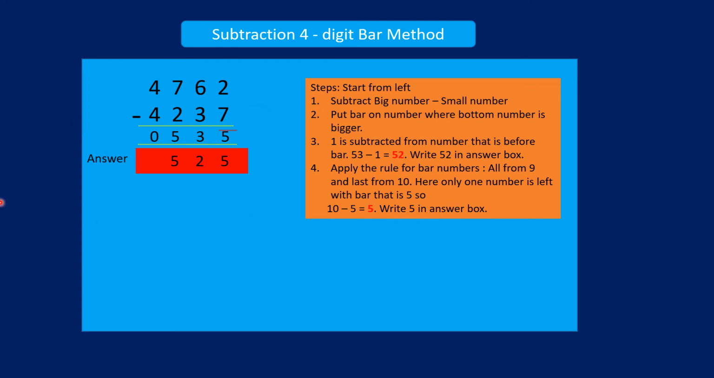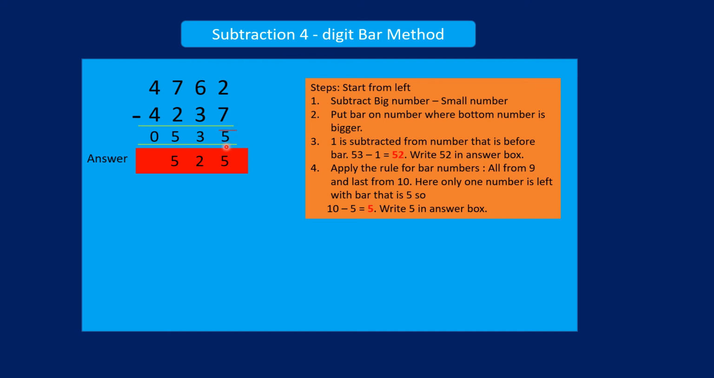4762 minus 4237. Start from left. Big number minus small number. So 4 minus 4, 0. 7 minus 2, 5. 6 minus 3, 3. And 7 minus 2, 5. So put bar on number where bottom number is bigger. So here bottom number is bigger. So we put bar on 5.